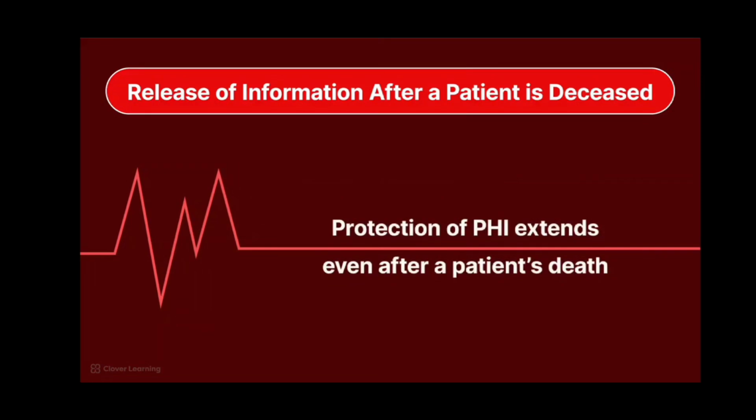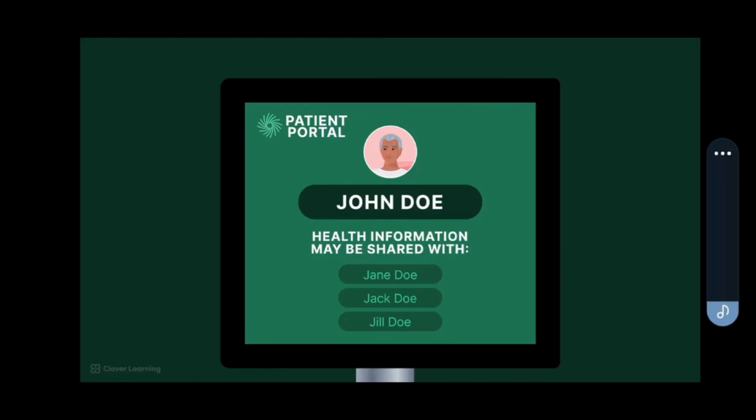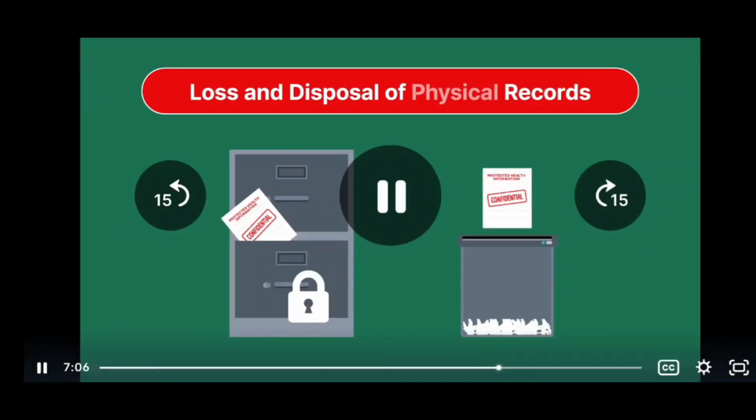Release of information after a patient is deceased. Protection of PHI extends even after a patient's death. Disclosing a deceased patient's health information without proper authorization or in violation of state laws is a violation of HIPAA protections. To avoid these violations, you should also double-check a patient's medical record to ensure they have clearly indicated with whom their personal health information may be shared. To avoid these violations, it is important that physical patient files be kept either on your person or filed in a locked filing cabinet at all times.